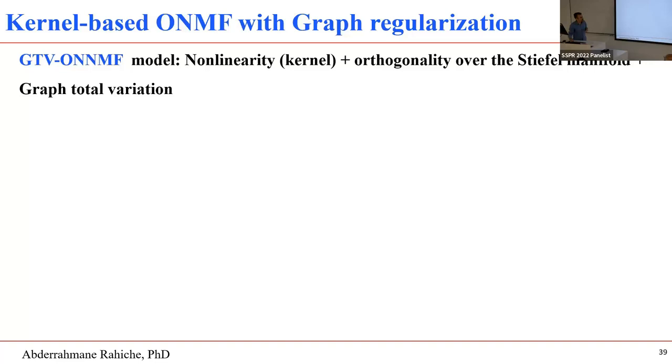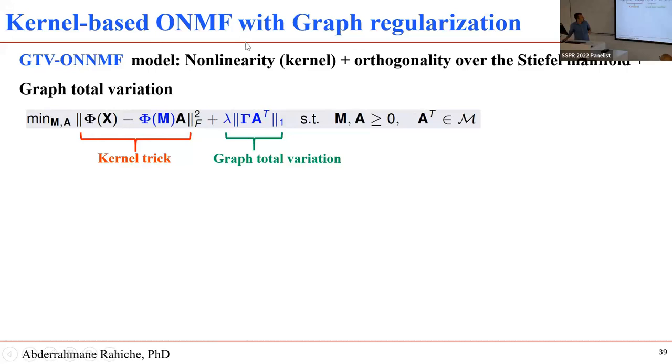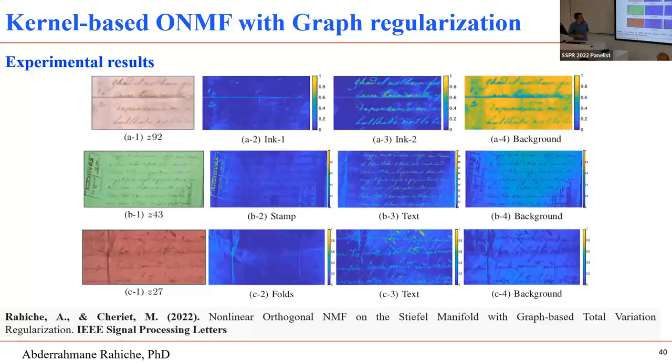The answer is through a nonlinear kernel trick to address the problem of nonlinearity in the data, and also through considering a graph prior that we incorporate into the model as we showed here. And the results were very amazing. We can see here that the model was able to differentiate between two types of things in the first sample. In the second sample, it was able to separate the stamp from the text. And in the third one, it was able to isolate the degradation from the text from the paper.